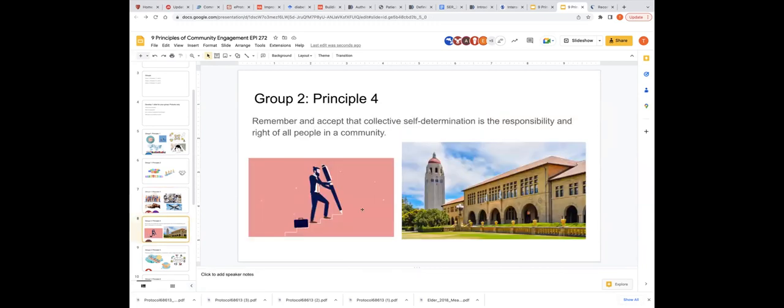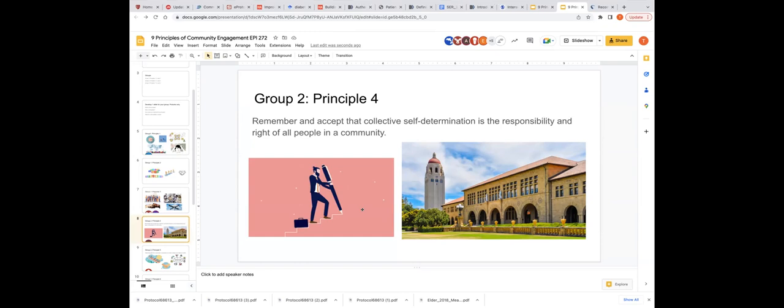Yeah, I'll talk about principle 4 a little bit. So the principle, we wrote it on the slides, is: remember and accept that collective self-determination is the responsibility and right of all people in a community. To represent that, we use the first image of this person drawing their own path. So this idea that the community has to lead in the process of deciding what's right for them, and they have the right to make decisions for themselves.